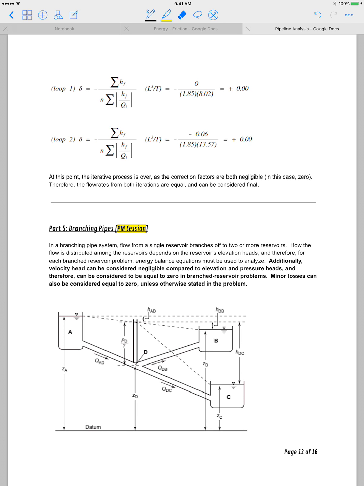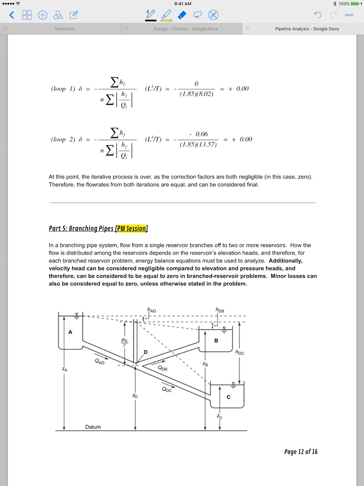So in a branching pipe system, flow from a single reservoir branches off into two or more reservoirs. How the flow is distributed among the reservoirs depends on the reservoir's elevation heads, and therefore for each branched reservoir problem, energy balance equations must be used to analyze. So we're going to be using energy balance equations to figure things out. Additionally, velocity head can be considered negligible compared to elevation and pressure heads, so we can get rid of those when we do the energy balance, and therefore can be considered equal to zero in branch reservoir problems.